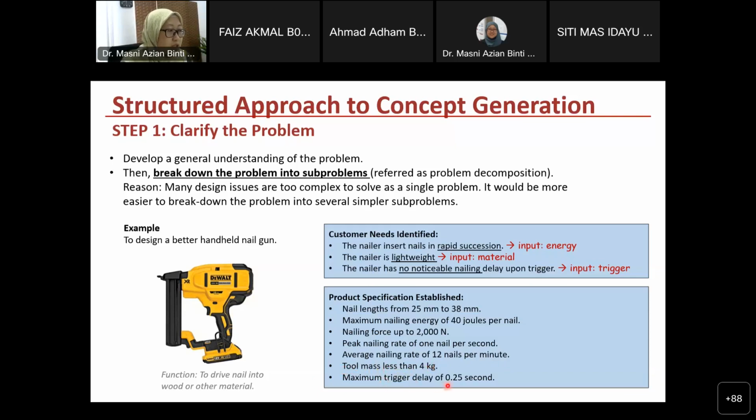And then maximum trigger delay 0.25 seconds. So this trigger is related to the third customer need. Okay, so normally you can establish as many product specs as possible.